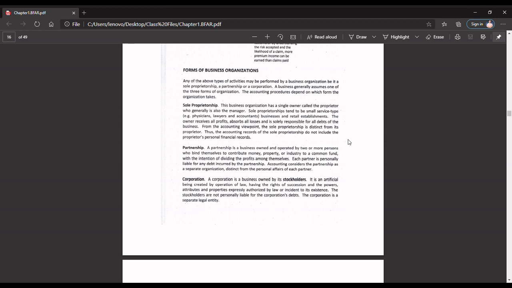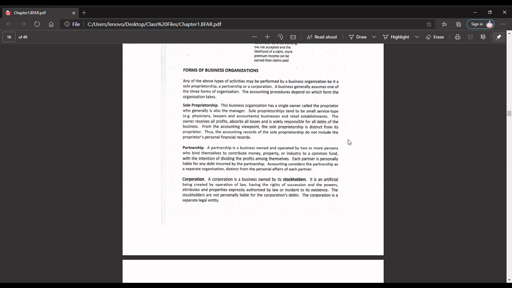Next, we have partnership. Partnership is a business owned and operated by two or more people. Please take note that partnership is two or more. Any number of people can form a partnership as long as it's two or more, either 20, 25, as long as they agree among themselves, it's still considered a partnership.